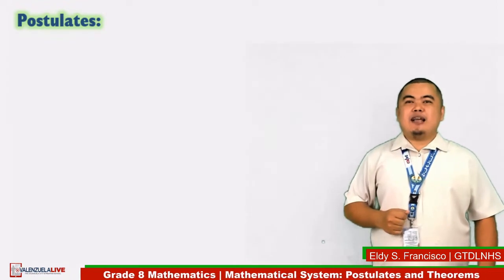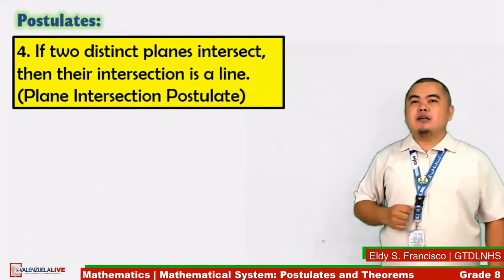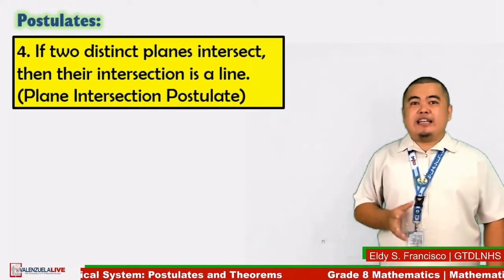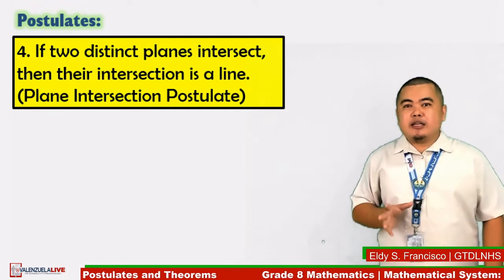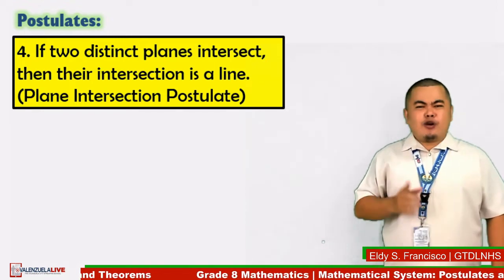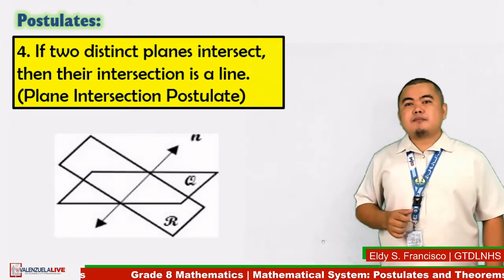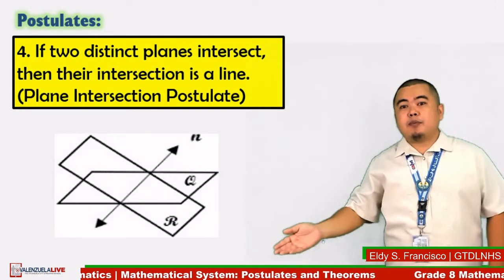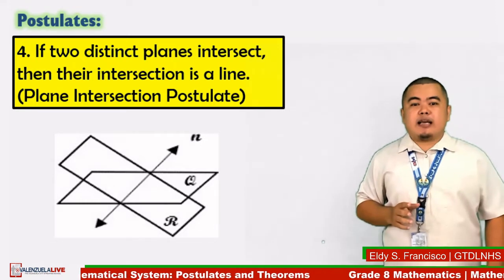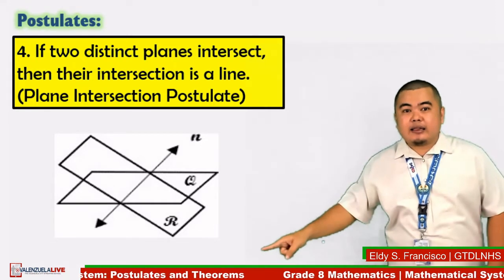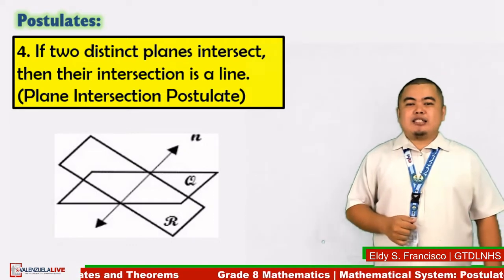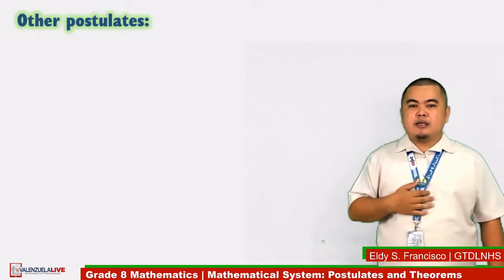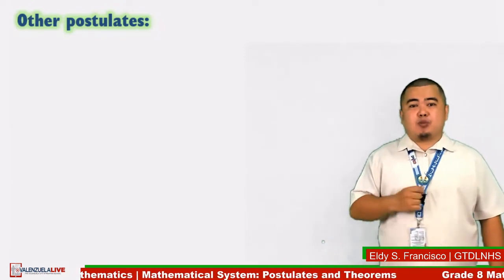Okay. Next, postulate 4, the plane intersection postulate. If 2 distinct planes intersect, then their intersection is a line. For the illustration, we have the distinct planes, plane Q and plane R, intersecting at line N. Okay. This time, I will show you some other postulates that are commonly used in proving.